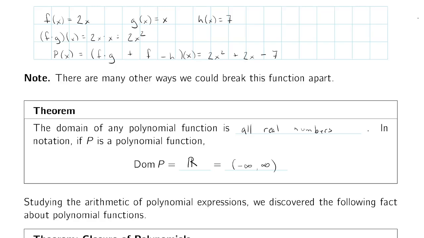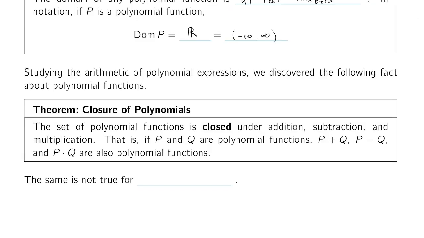We've also talked about adding, subtracting, and multiplying polynomials. And we've discovered that whenever we do that, we get another polynomial. This gives a cool property of the polynomials called closure. The set of polynomial functions is closed under addition, subtraction, and multiplication. That is, if we have two polynomials, we add them, subtract them, or multiply them, we get another polynomial.